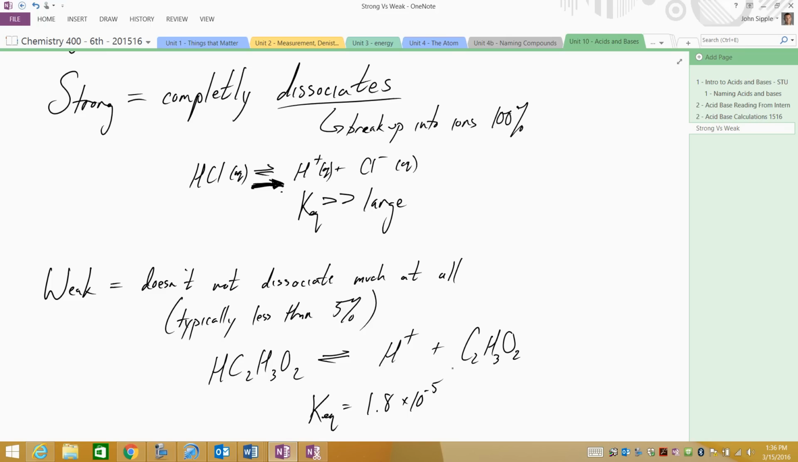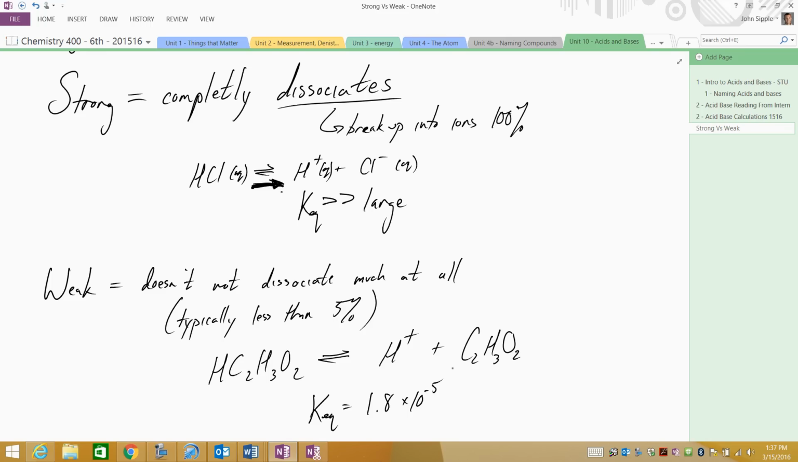So here is a list. I'm giving you a list right here of these strong acids and bases. These are all of them. This is it. It's worth knowing them. You'll have to know them for AP, but pretty easy. So there you go.